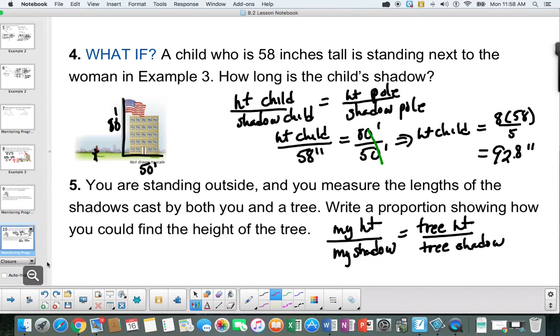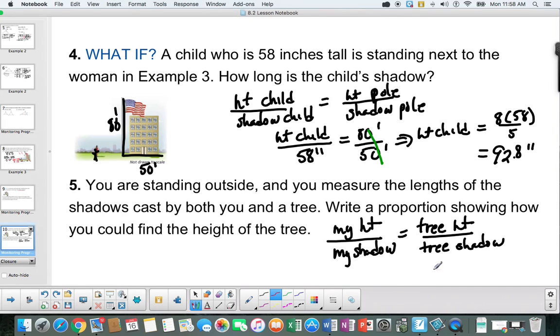And here's the answer. Height of the child to shadow of the child, height of the pole to shadow of the pole. Remember the pole is 80 over 50, which reduces to 8 over 5. Do some cross multiplying, and we're going to get 92.8. Remember, the height of the child is in inches because this ratio is in inches.